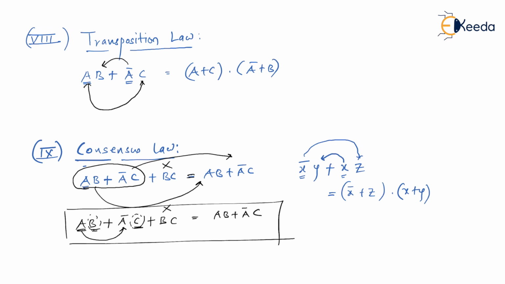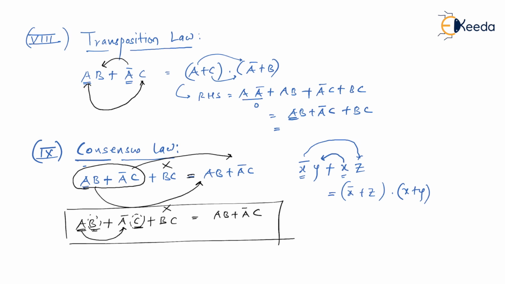As you can also see here, take this transposition law and the right hand side, and try to expand this. How do we expand this? It is A dot A bar plus AB plus, now taking the product with C, it becomes A bar C plus BC. Obviously A into A bar is always 0, so what is remaining? Check it out. It is AB plus A bar C plus BC.